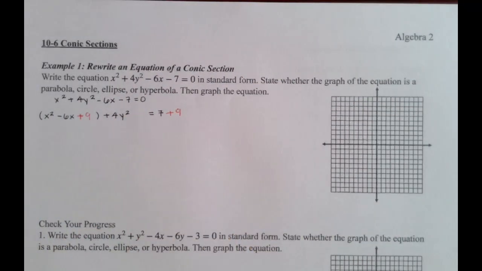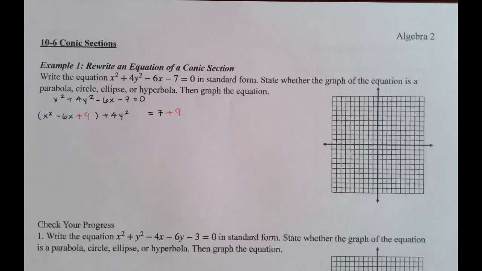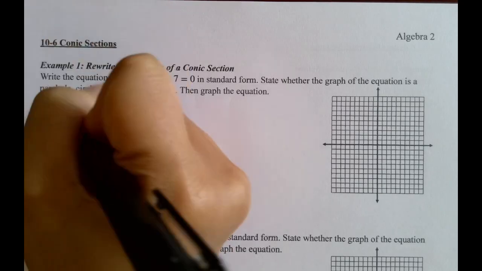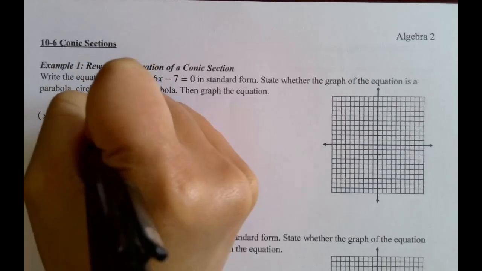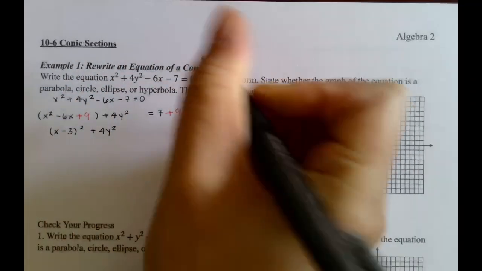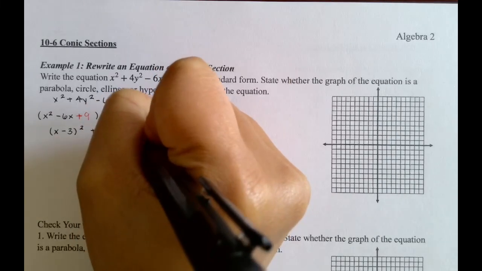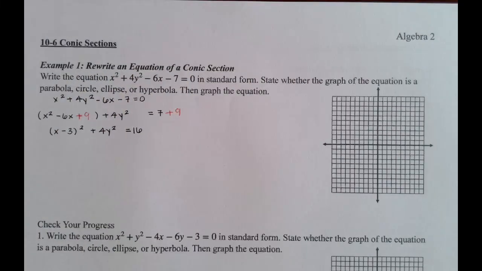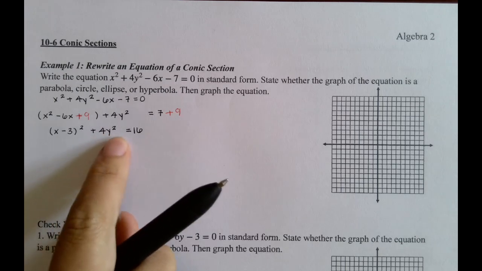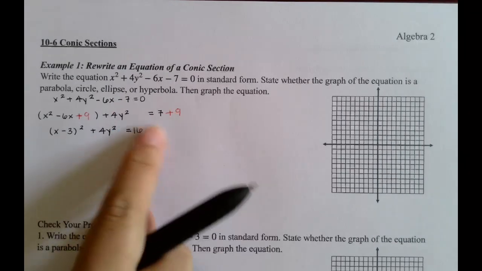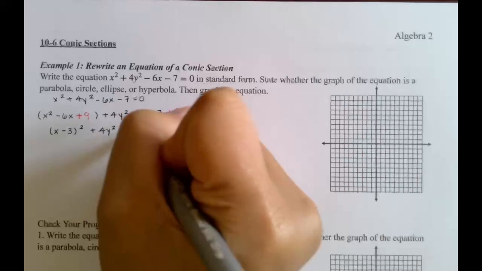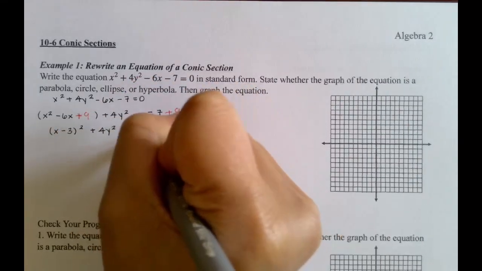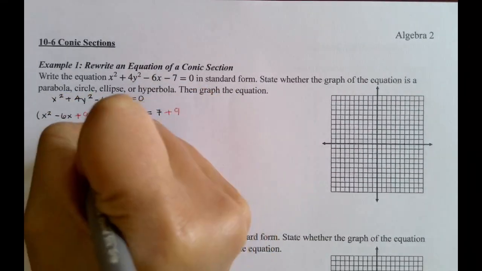For the y, the square is already completed, right? Because note that there's nothing else that comes with it. Then I'm going to factor this, so this becomes x minus 3 squared, plus 4y squared equals 16. I can tell it's not a circle, and it's not a parabola because both x and y are squared. So it's going to be an ellipse or a hyperbola, an ellipse because it's a plus, so I'm going to divide by 16 on both sides.